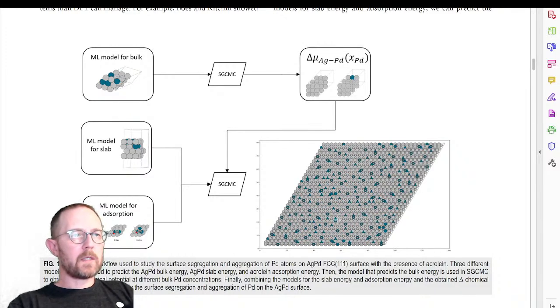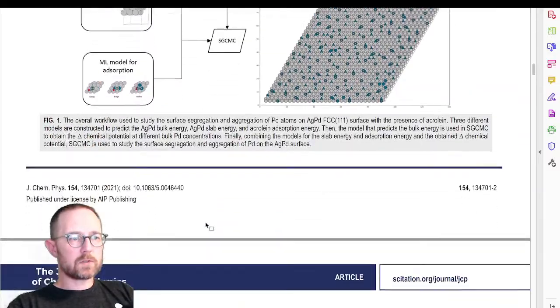So to do this, we need a couple of machine learning models. We need to be able to calculate this chemical potential here as a function of the bulk chemical potential over here. We need a machine learning model to tell us the energy of a slab when we change the composition, and we'll need a machine learning model to tell us about these adsorption energies. So let's take a look at a few of those pieces.